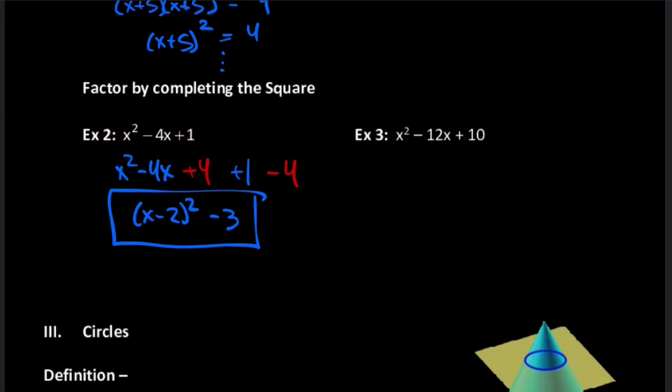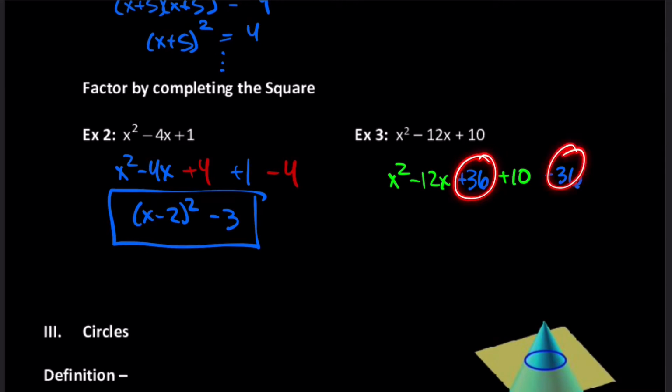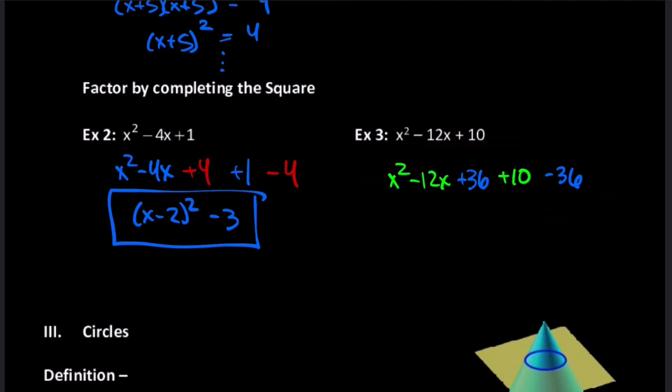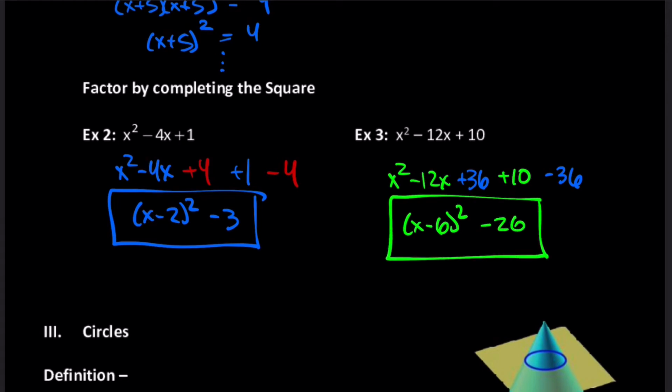Okay, let's do a similar one. Let's group the x's. Let's move this 10 over a little bit and complete the square on this. Okay, so half of 12 is 6. 6 squared is 36. I'll add 36 here, but I have to subtract 36 on the end. Because remember, these have to give me a 0, because this whole expression has got to remain equal to that one. Okay, so I get x minus 6 squared. 10 minus 36 is negative 26, and that's as much as you can do with that.